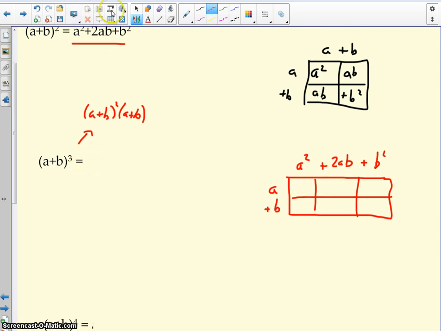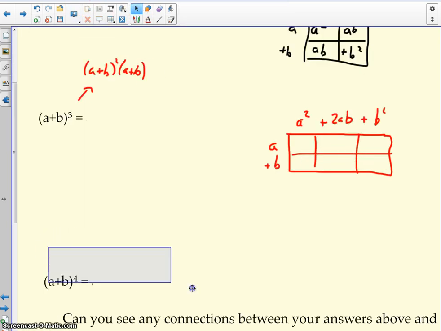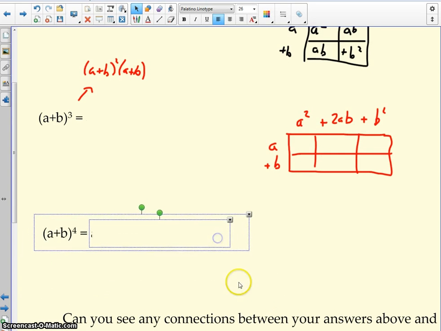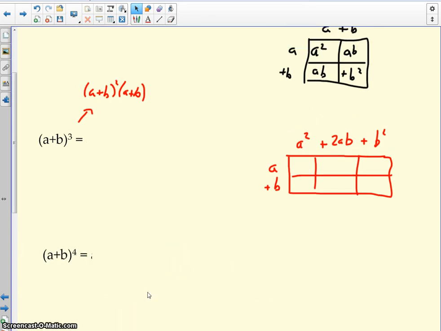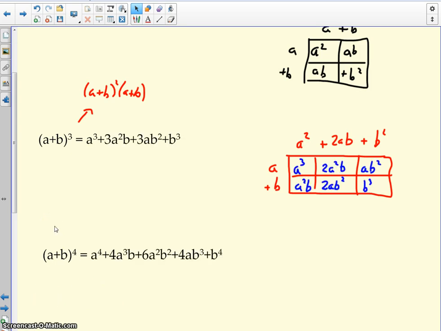When you're finished that, you can do a similar process to get (a + b) to the exponent 4. Okay, so when you're ready to see the answers, push play. But this will probably take you a couple minutes, whether it's on your own or in a group. Okay, so you fill in your array. The trickiest part here is making sure you don't make a mistake with your exponents.